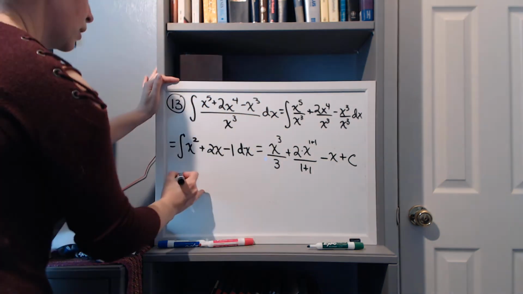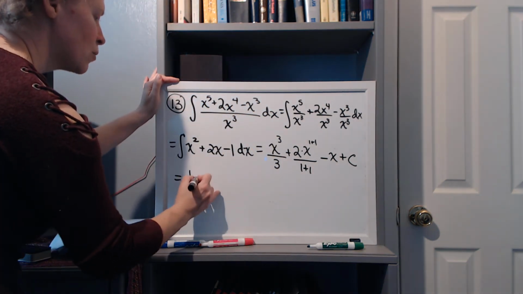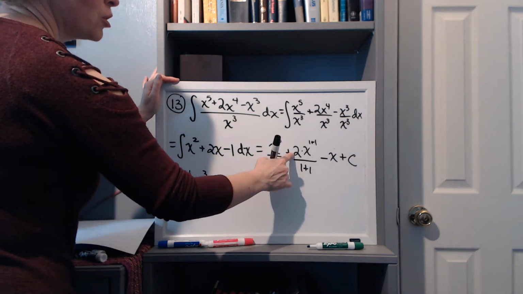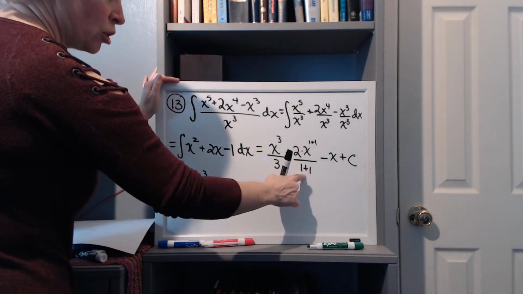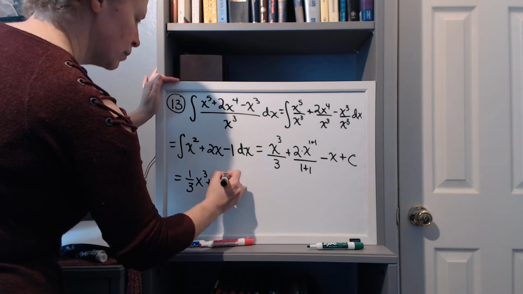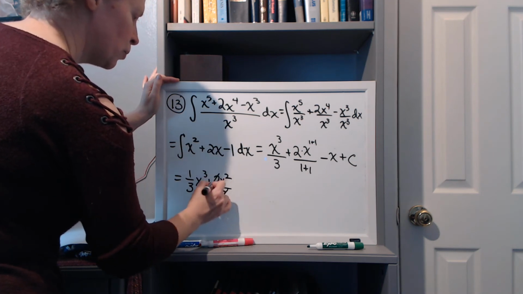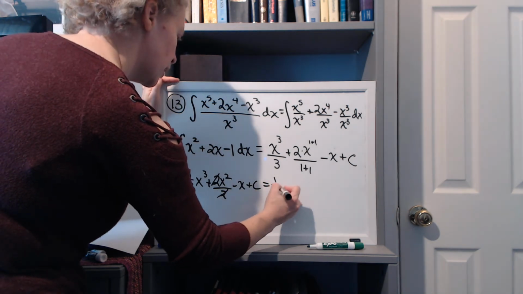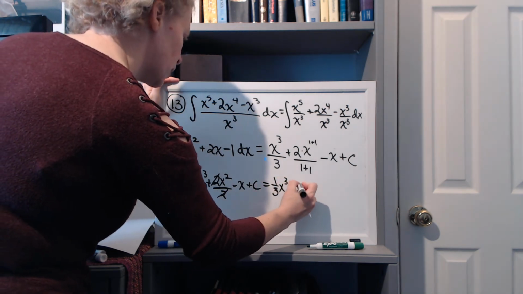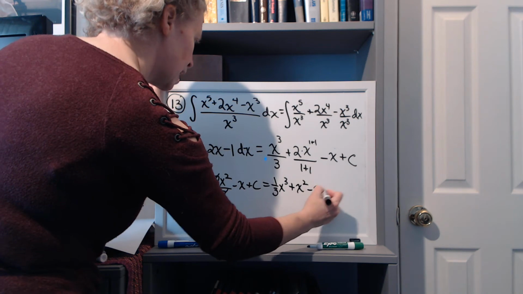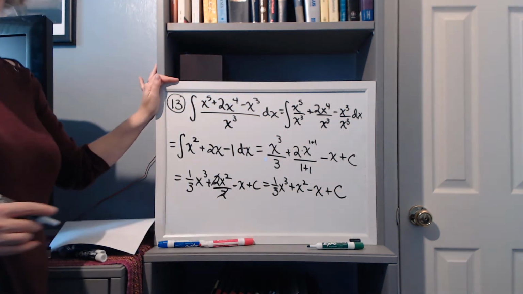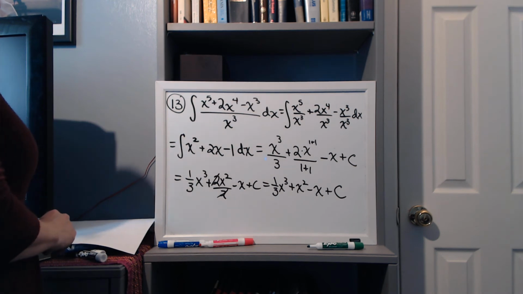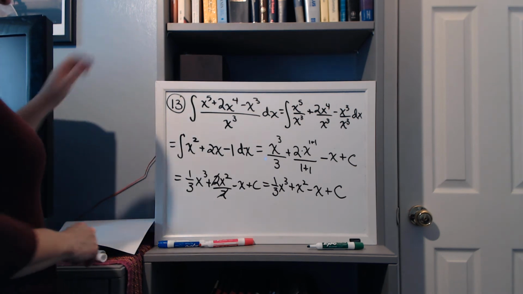We'll have plus c, and I'm going to clean this up a little bit. We can write this as 1/3 x cubed plus, we're going to get 2x squared over 2. So then the 2's will cancel, minus x plus c. So we end up with 1/3 x cubed plus x squared minus x plus c. All right. So there we have it on number 13.